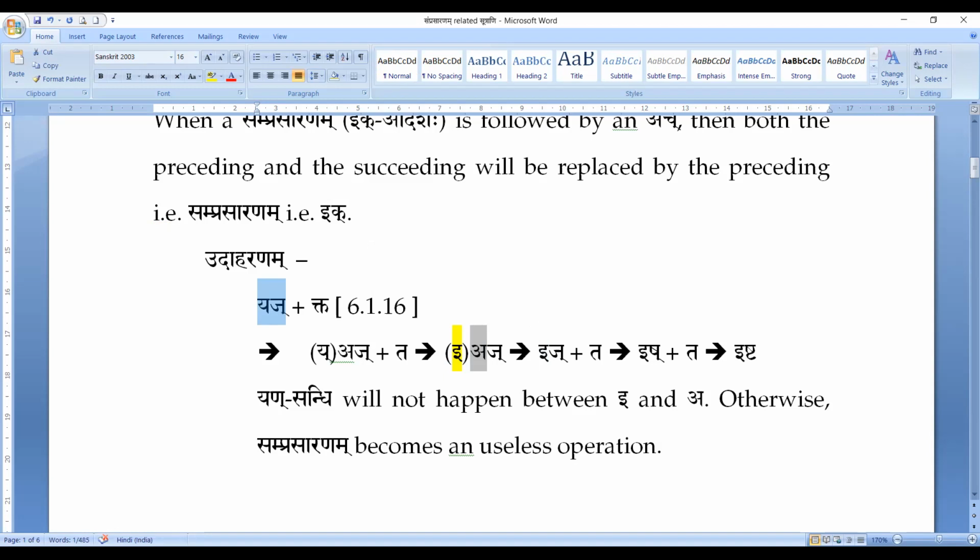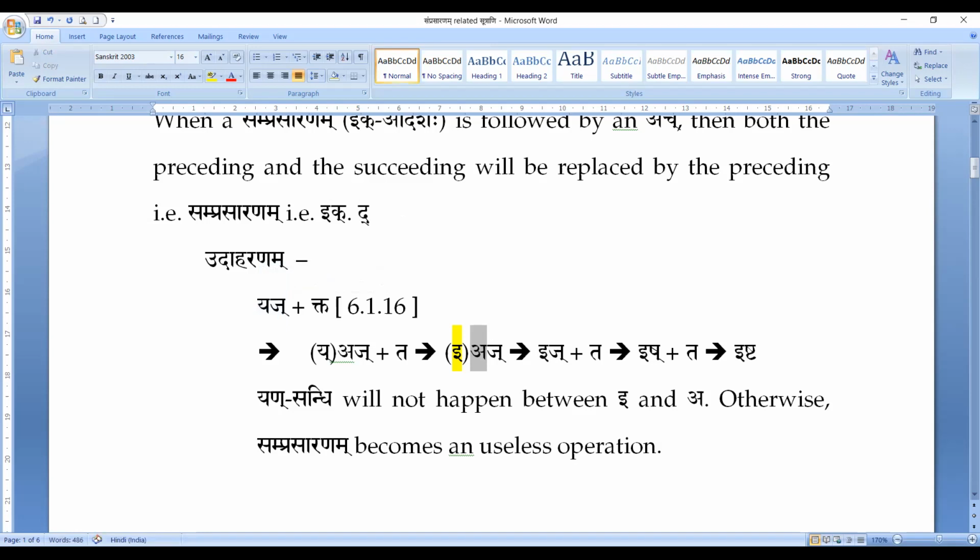That E should not be replaced by Yakara. Yen don't apply. If you apply Yen, E will be replaced by Yakara. Yakara plus A becomes Yaj. Again, back to the same. That is a useless process, right? Therefore, Samprasaranacha is Apavada to that. It's Apavada to Yen Sandhi. Otherwise, there is a loop. You will just get into the loop. So, therefore, you have to apply this sutra, Samprasaranat cha. E plus A is equal to E only. Therefore, Samprasaranat cha is Apavada to Yen Sandhi.